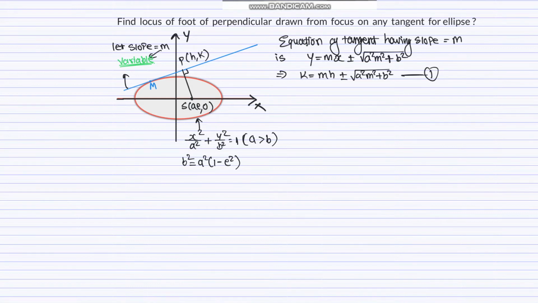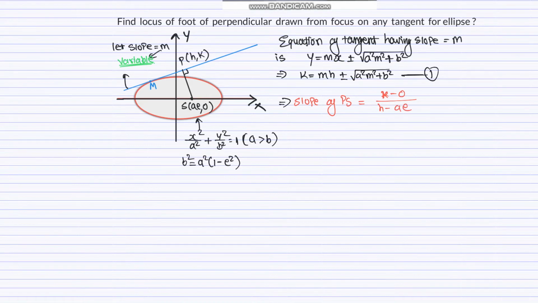K minus 0 upon H minus AE. Why? Because the slope of the line joining two points x1, y1 and x2, y2 is what? y2 minus y1 upon x2 minus x1. This implies the slope of PS is equal to K minus 0 upon H minus AE. Okay.